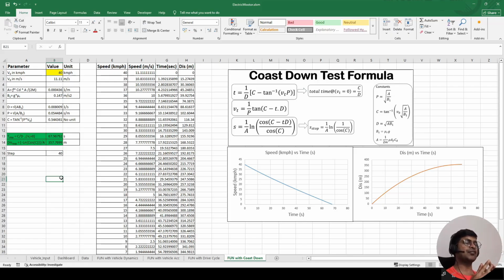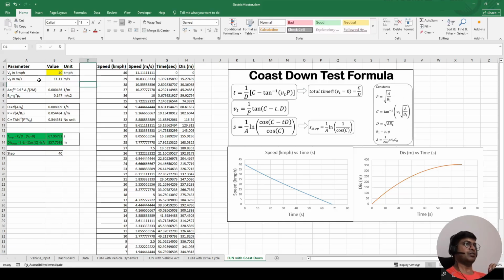So for your convenience, I have pasted all the formulas here. As you can see, I have written time as a function of vehicle velocity here, and next I have written vehicle velocity as a function of time, and then I also wrote the distance as a function of time, and all the constants we can refer to here.